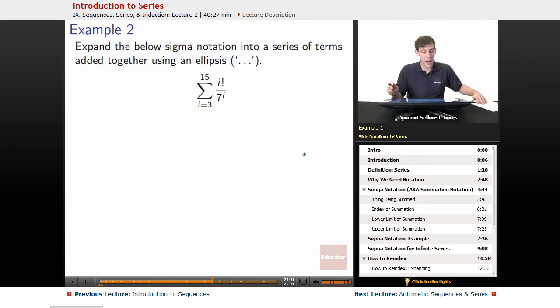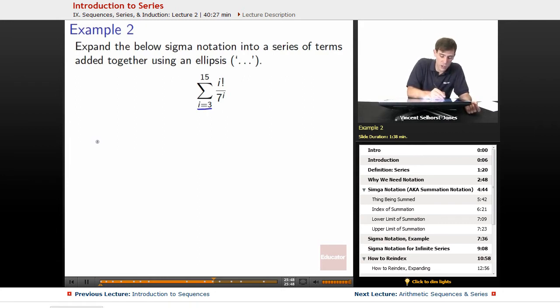Next one, expand the below sigma notation into a series of terms added together using an ellipsis. So we break it apart into the form where we're not using sigma notation, we're just writing it as one term after another with some pattern occurring. So what would our very first term be? Our very first term would start at i equals 3, so we plug in a 3 for our i, so that would be 3 factorial over 7 to the 3.